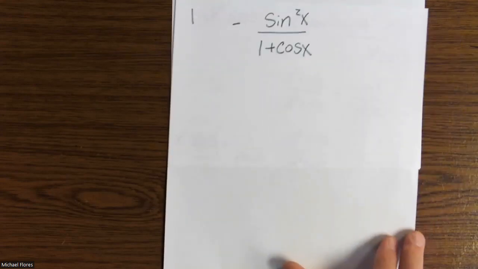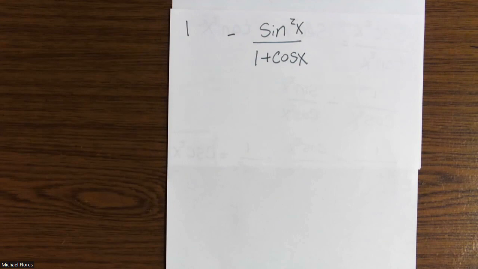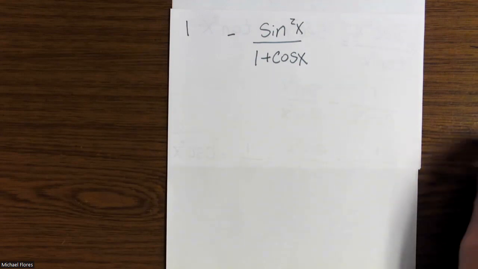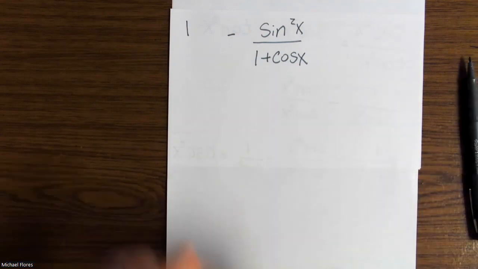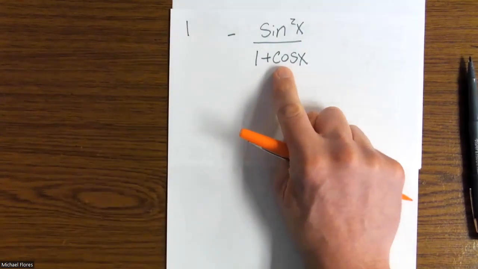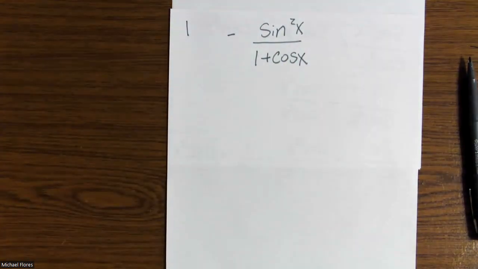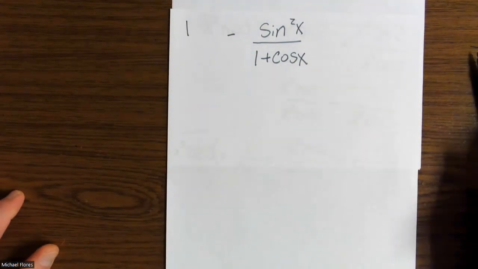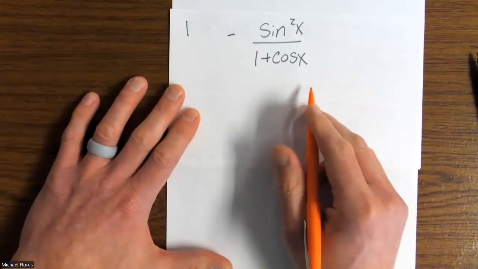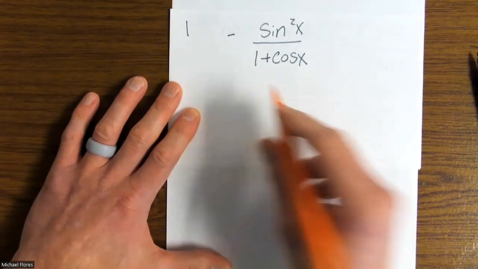Example 21. Here's how you would want to start solving this one. First of all, do not use any substitution here for 1 plus cosine of x. That is not a Pythagorean identity because cosine is not being squared. So we're going to have to establish a common denominator here and subtract these terms. The common denominator is 1 plus cosine of x.